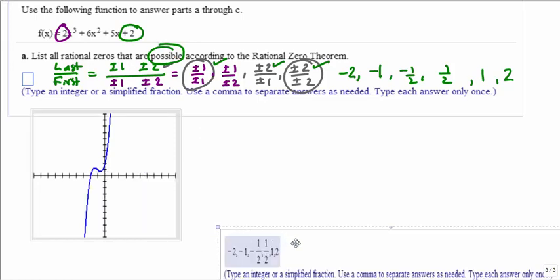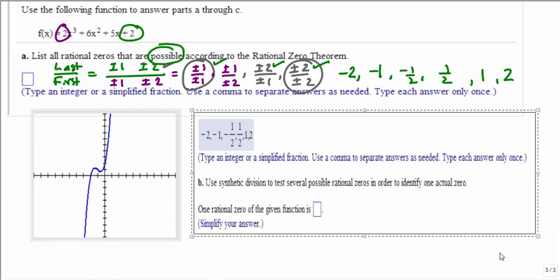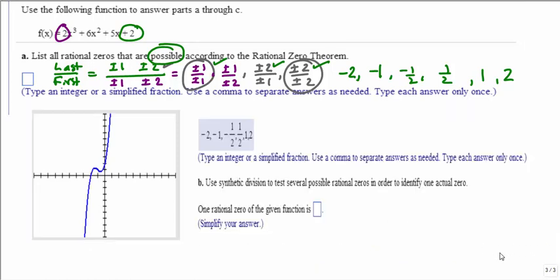Okay, so let's go ahead and put that answer in. Again, I ordered these from smallest to largest. It says to type an integer or a simplified fraction, so you wouldn't want to put in something like 5/10. You'd always want to reduce that to 1/2 if you could. Now the second part says use synthetic division to test several possible rational zeros.